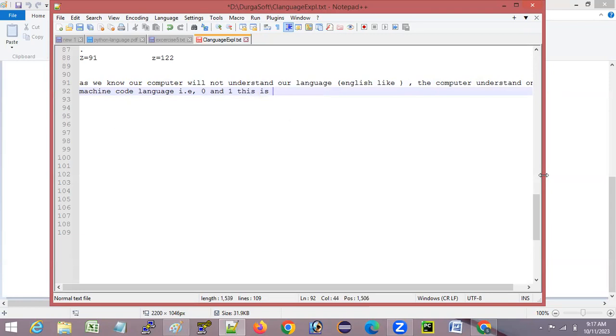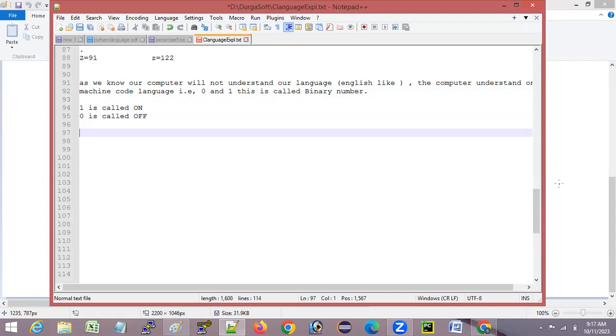And this is what we are going to call binary numbers. One is called on, right? And 0 is called off in our digital system. So whatever we have in a binary base has a base of 2. Am I right or not?